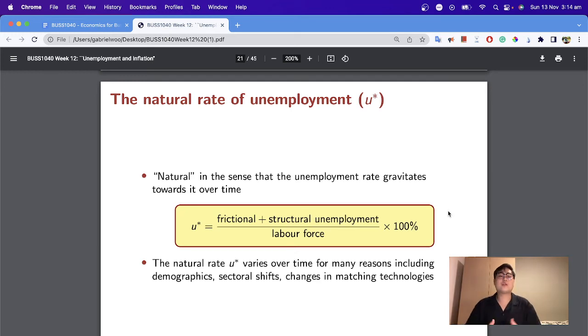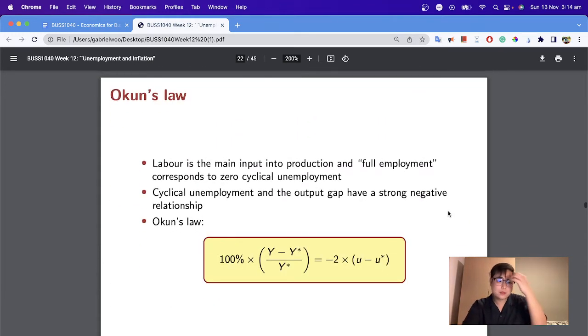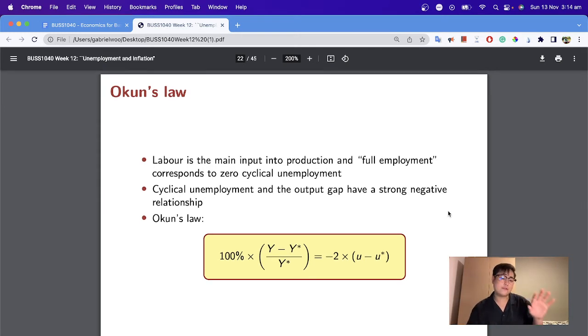So there is a natural, healthy rate of unemployment. Now, Okun's law draws the correlation between the output gap in GDP, exemplified through Y and Y star, and the natural rate of unemployment. When we can estimate the natural rate of unemployment, we can estimate what the percentage of cyclical unemployment is.